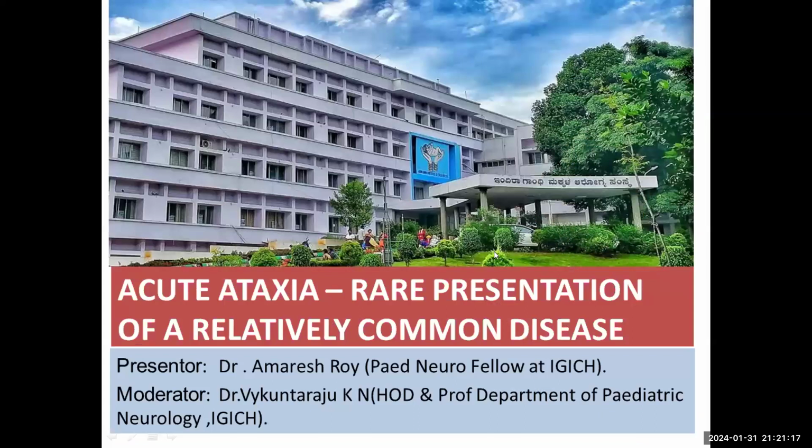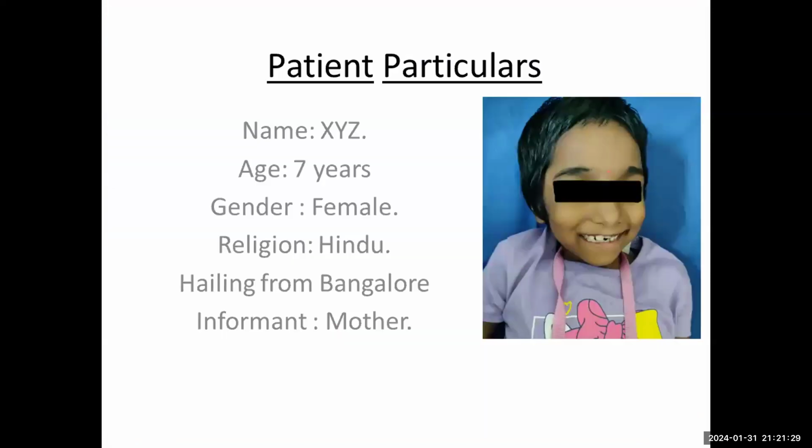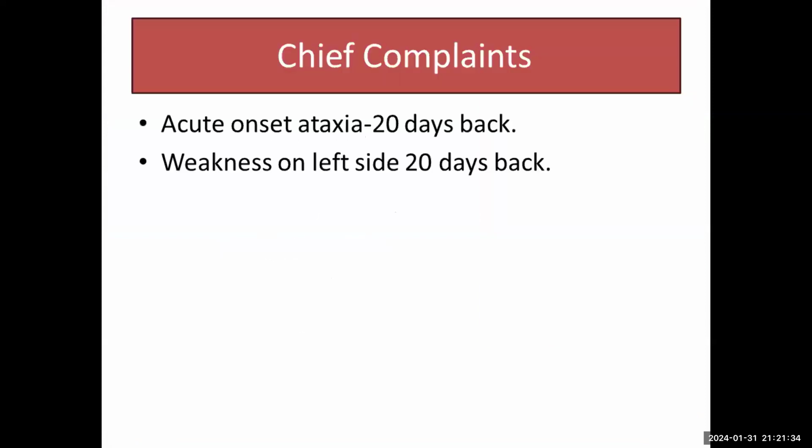Ma'am, I'm Dr. Amresh from Indira Gandhi Institute of Child Health. My moderator is Dr. Vaikunta Raju, sir. I'm going to present a case of acute ataxia, a rare presentation of a relatively common disease. It's a 7-year-old girl from Bangalore. The informant is the mother. Chief complaints at the time of presentation were acute onset ataxia, which started 20 days ago, along with weakness on the left side 20 days ago.